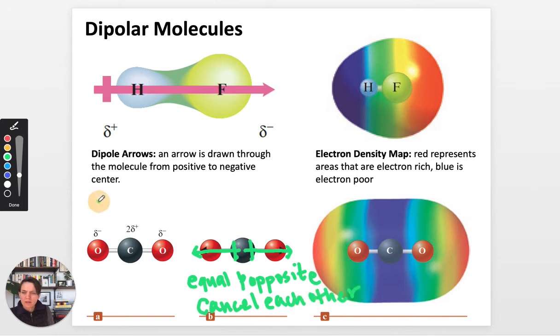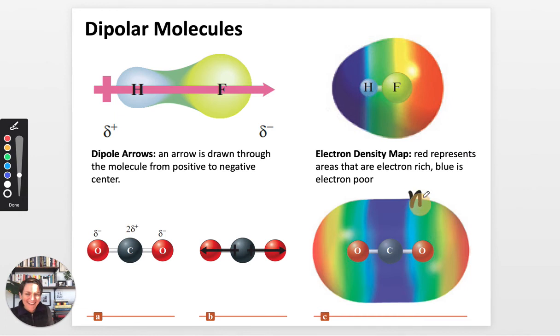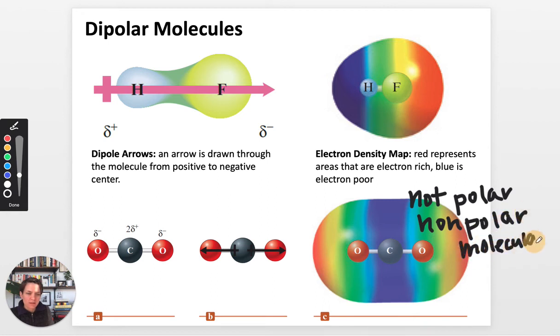So there's a really important consideration here. Here we have a polar covalent bond, but our molecule is not polar. Not polar, otherwise known as nonpolar. So nonpolar molecule, polar bond, different considerations.